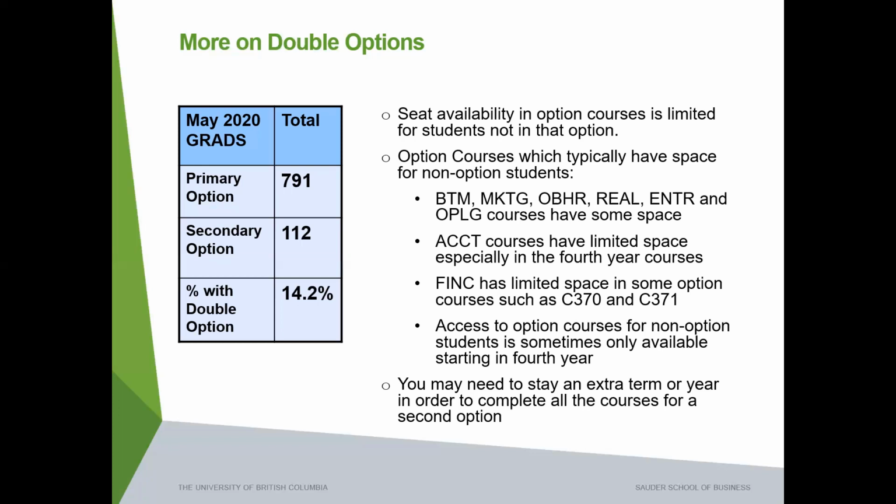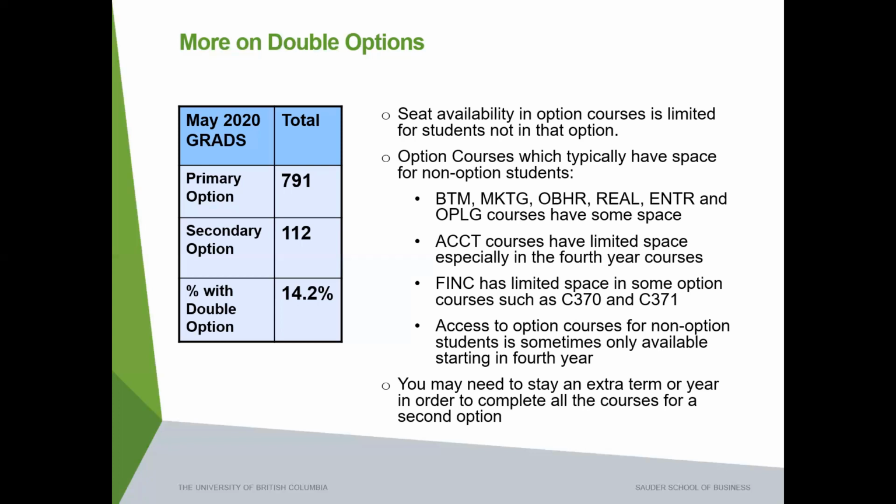Access to these option courses for non-option students is sometimes only available starting in fourth year, only because fourth year students register before anybody else. And so fourth year students would get access to these general seats first. Then after fourth years register, third years register on July 13th. And so you would have to see what might be available still to pick up in your third year. Otherwise, you might have to wait till fourth year. And if it means that you have to wait till fourth year to start a second option, that might mean having to stay an extra term to complete the second option, because often it's difficult to complete an entire option in 1 year. So that's just something to consider.